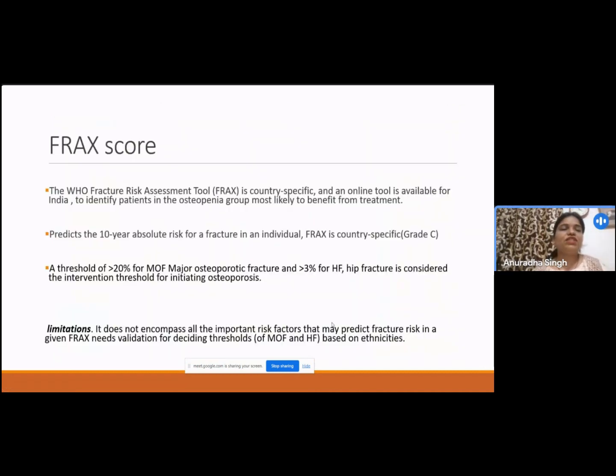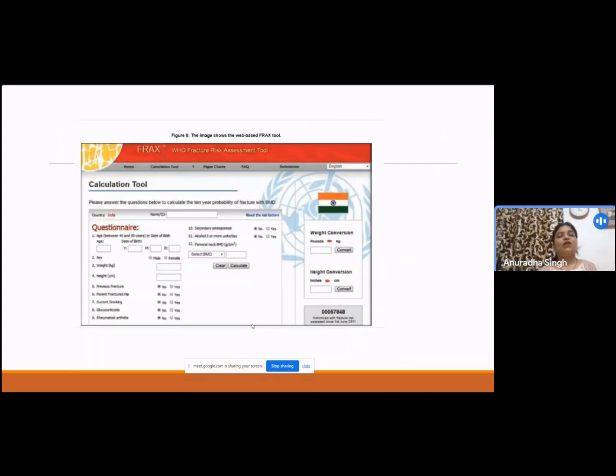Now, another score which is there is the FRAX score. It is a WHO fracture risk assessment tool, which is country specific. It predicts the 10-year absolute risk of fracture in an individual, and a threshold of more than 20% for major osteoporotic fracture and more than 3% for hip fracture is considered an indication for treatment of osteoporosis. The limitation is that it is not validated in India and it does not encompass all the risk factors. This is an online tool which is available, and it looks like this. So it is a simple and easy way to calculate the risk assessment for osteoporosis. Especially we are more into using the OSTA score.